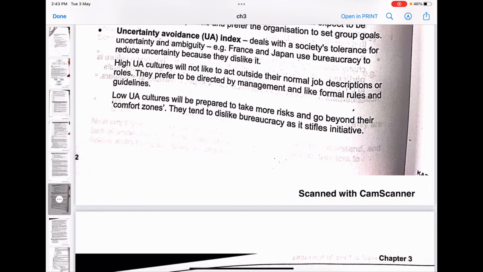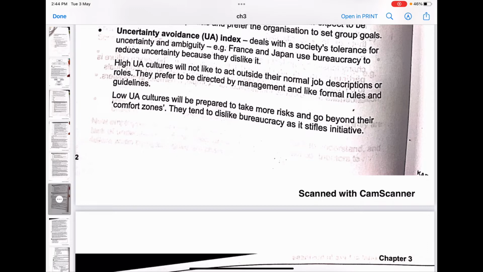Uncertainty avoidance, or the UA index, deals with a society's tolerance for uncertainty and ambiguity. For example, France and Japan use bureaucracy to reduce uncertainty because they dislike it. High uncertainty avoidance cultures will not like to act outside their normal job descriptions or roles because they would not like to take risks. They prefer to be directed by management and like formal rules and guidelines. So where there is a high uncertainty index, they would like to have rules, procedures and management.